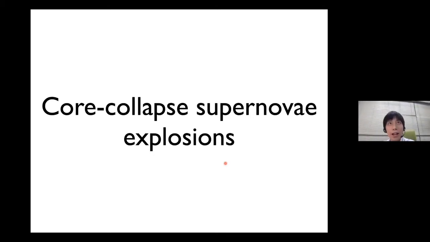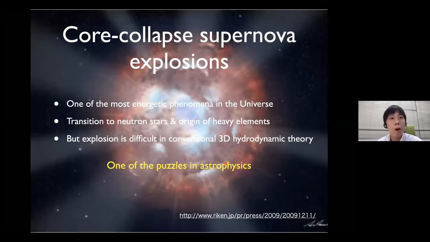Okay, so let me now turn to the problem of core-collapse supernova explosions as an important application of this chiral kinetic theory. So what is a core-collapse supernova explosion? It is an energetic explosion of a giant star at the end of its evolution, and this explosion eventually leads to neutron stars. Phenomenologically, this explosion is very important because it releases chemical elements into outer space. So without this supernova explosion, all of us would not be here.